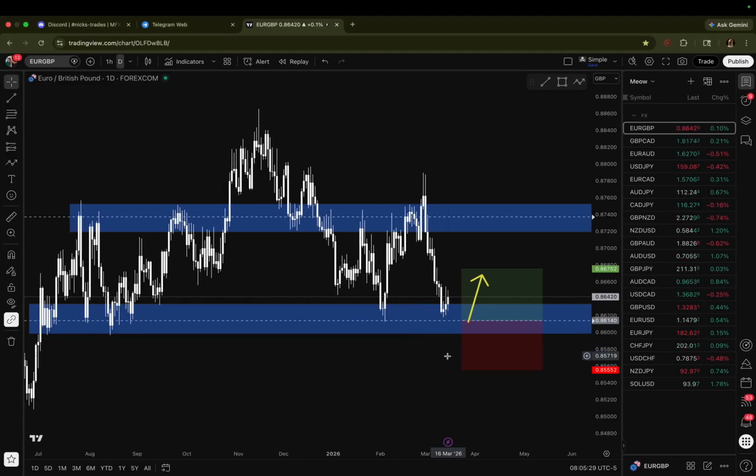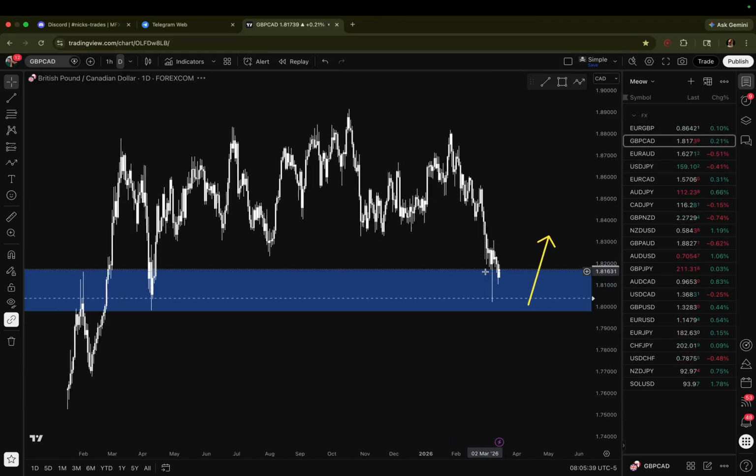So it's just the same old stuff over and over again. Not trying to be a hero. We're waiting for price to get into the zones, we're looking for a little bit of a bounce, and then we're trying to profit from price bouncing away from the zones. So that is Euro GBP for now.